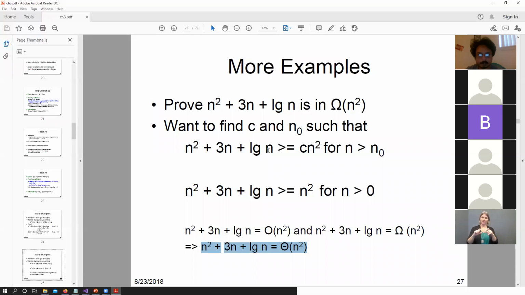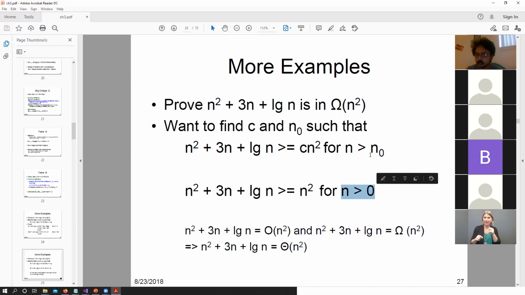Yes, Brian, you raised a hand. Yeah, so how did they find the n0 in these examples? So I'm guessing you're asking about this particular n greater than 0, or this n0, right? Correct, and like on the last slide.